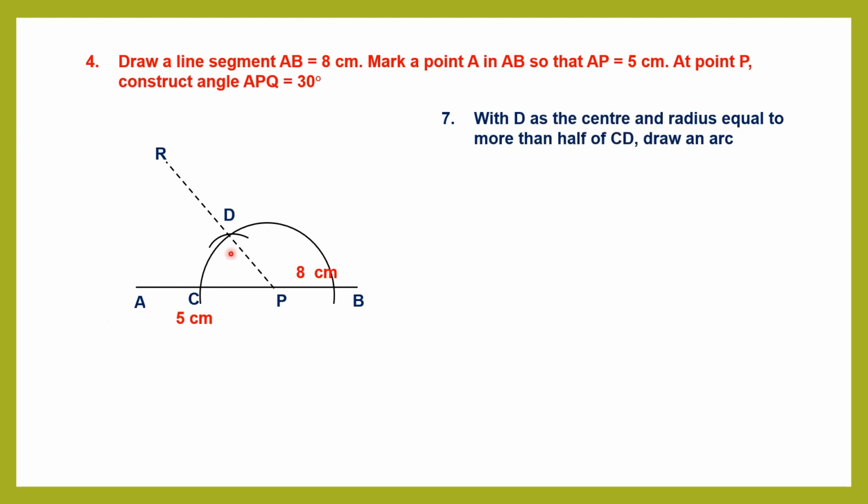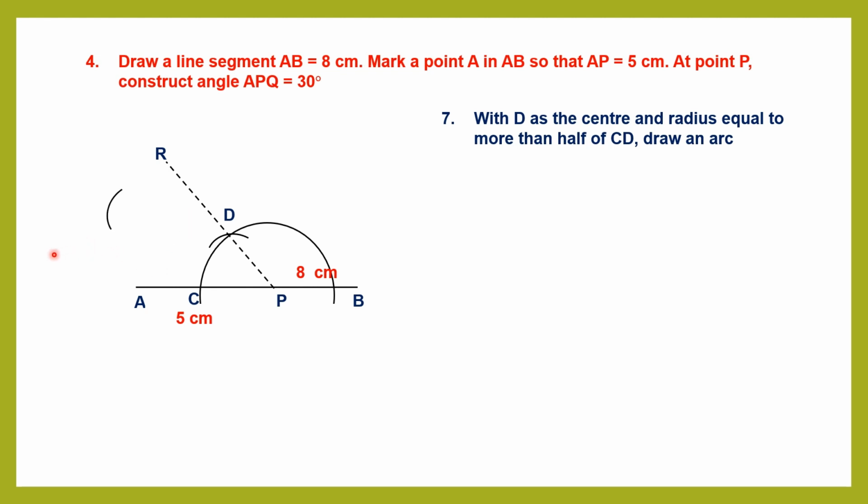So for that, with D as a center and radius equal to more than half of CD. Remember, whenever you bisect, your radius has to be more than half of the CD, the arc there. So remember, you're going to draw it here. It should be between these two. So be careful where you draw. Don't draw it here anywhere. It should be between these two lines here.